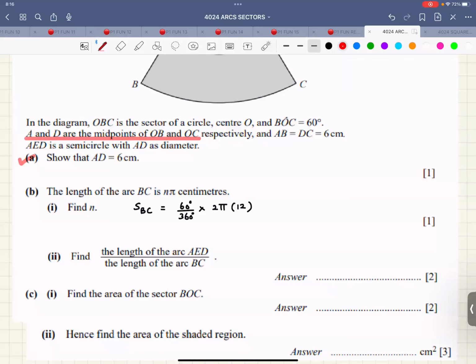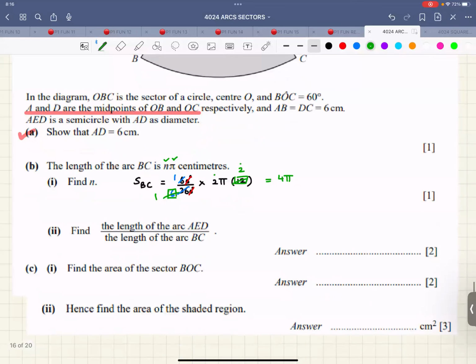Now, first of all, let me get rid of the zeros over here. And then we have 6 ones are, 6 6 are. And then this 6 and this 12 cancel out. So 6 ones are, 6 twos are. And 2 and 2 is 4 pi. And they have written this as n pi. So the value of n is 4. That's how you should write it.